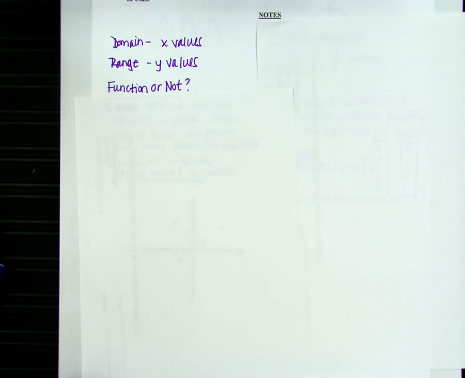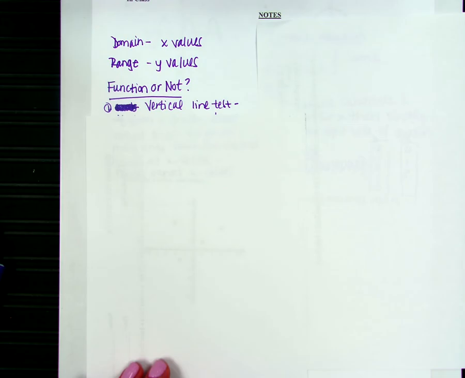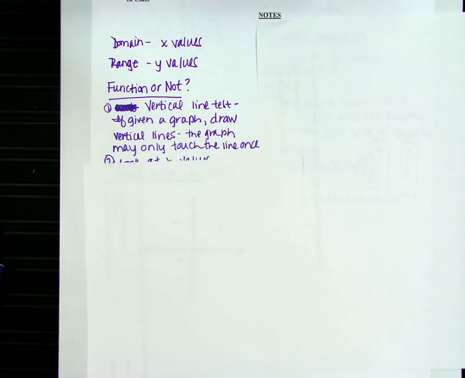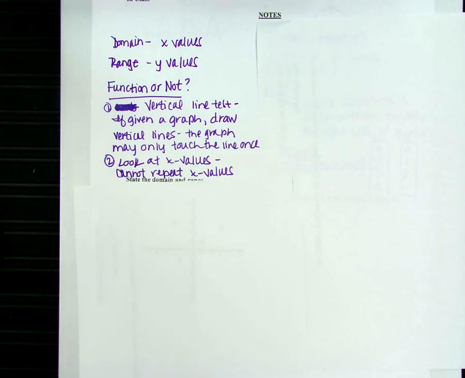There are two ways that we can do this. If we look at a graph, we can use the vertical line test, which means we draw in a vertical line. If we draw vertical lines, the graph may only touch each vertical line once. We'll do a couple example problems, but if the vertical line touches the graph in more than one spot, then it does not pass the vertical line test and it is not a function.